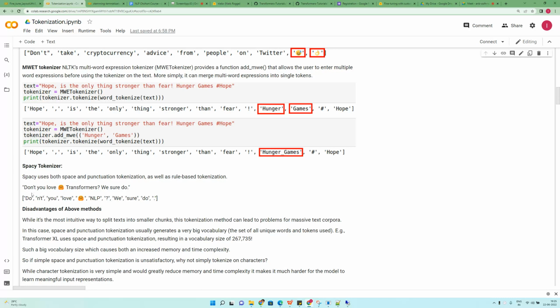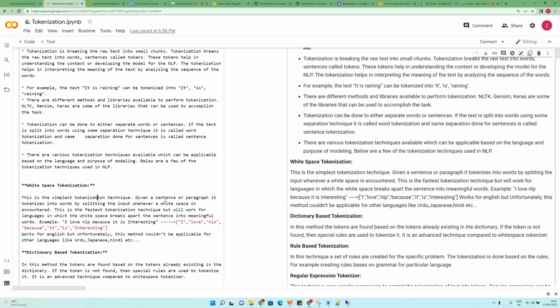Okay, so this is "don't you love transformers". Sorry, here instead of transformers, this should be NLP. So it will divide into "don't", "you", "love", "NLP", the question mark, the emoji symbol, and the dot. Okay, that's the use of the spaCy tokenizer.